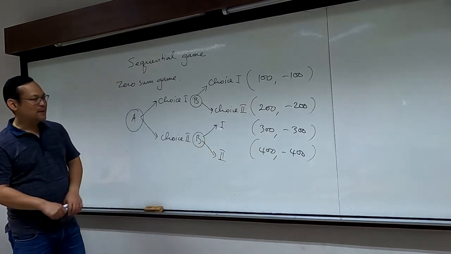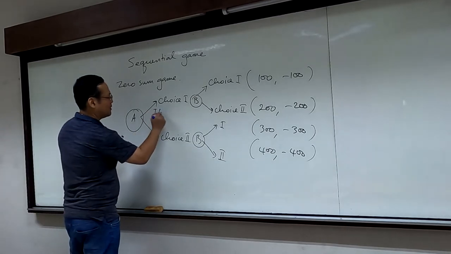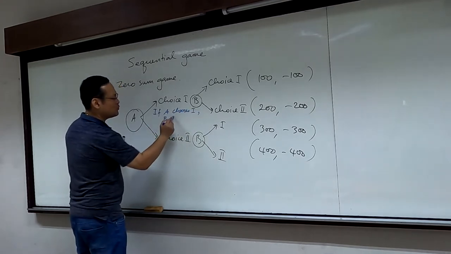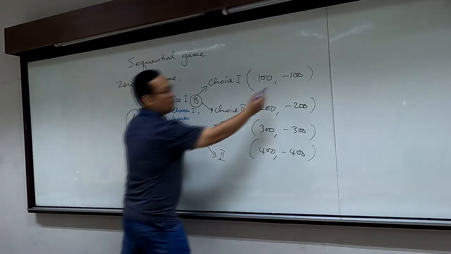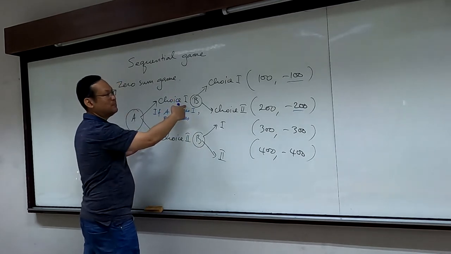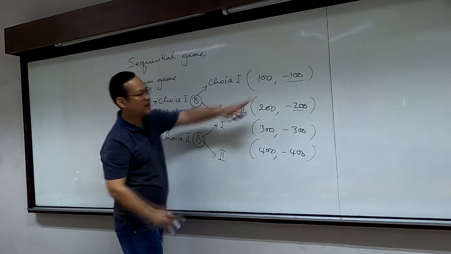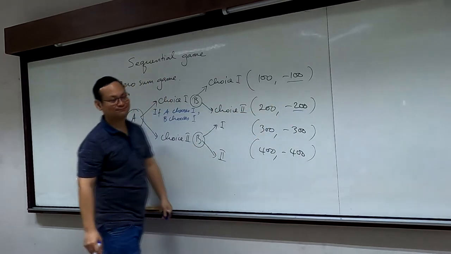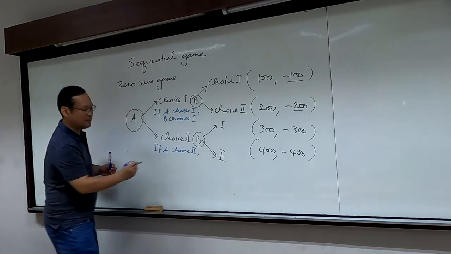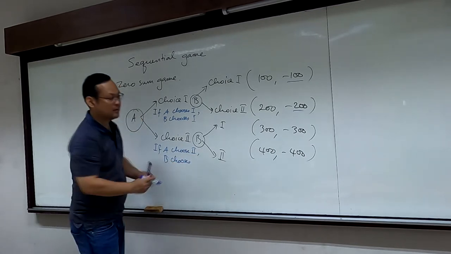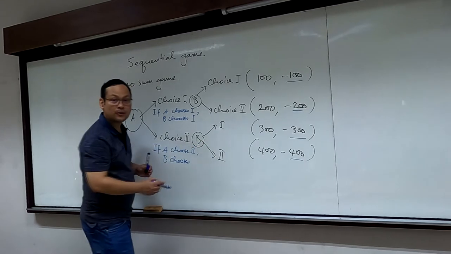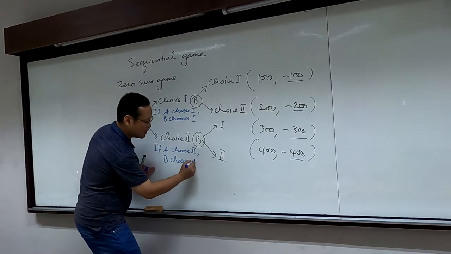Now, what would happen if A chooses choice number 1, then B will choose between minus 100 and minus 200. A chooses 1 and B will choose 1, because minus 100 is more than minus 200. And if A chooses 2, then B chooses between minus 300 and minus 400. Which one is better? Of course, minus 300 is better. Therefore, B will choose 1.